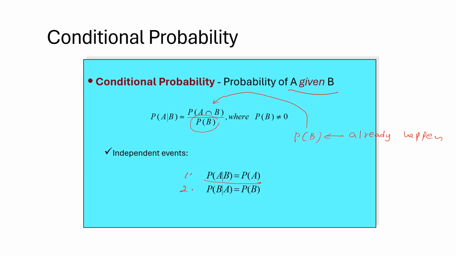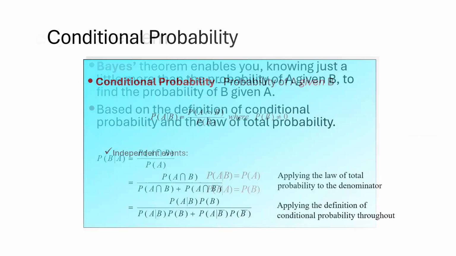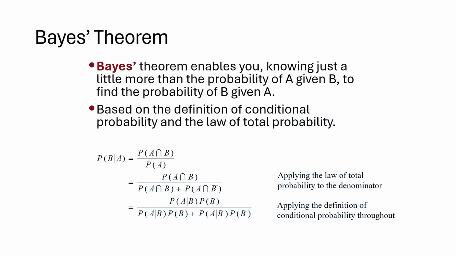In my previous lecture, I explained about this. And now let's see what Bayes' theorem is. Bayes' theorem enables you, knowing just a little more than the probability of A given B, to find the probability of B given A. That is based on the definition of conditional probability and the law of total probability. So I will write first: probability of B given A equals probability of A given B divided by probability of A.